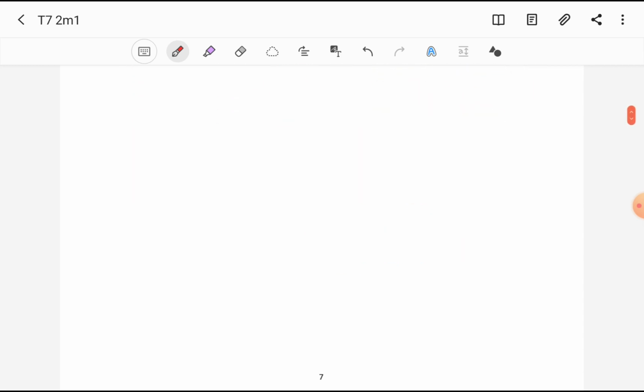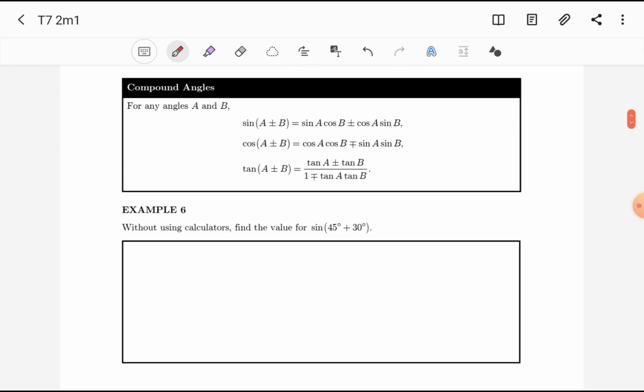Okay. So next. Compound angle. Okay, ini namanya compound angle. So kita ada beberapa formula. So awak kena tahulah formula tu. Awak kena hafal sikit lah.